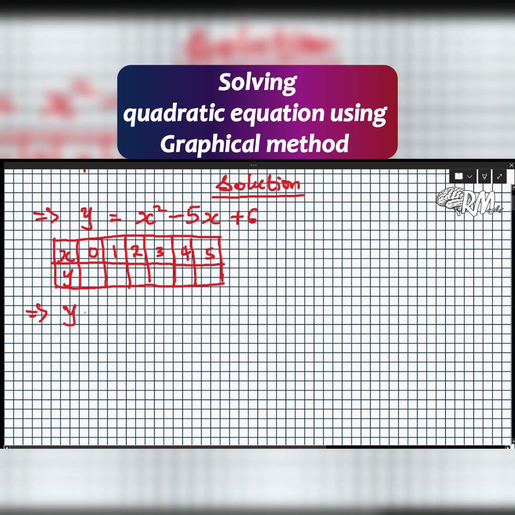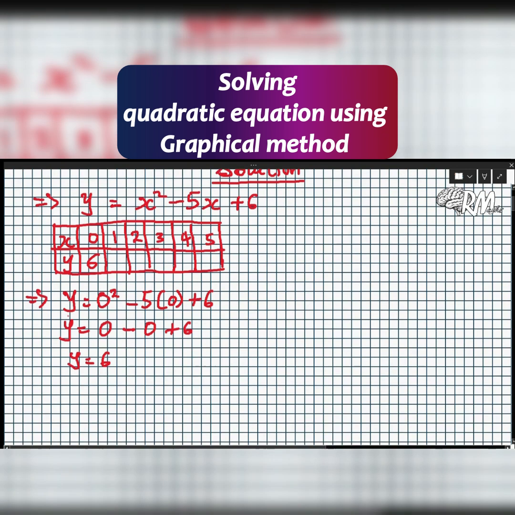We have y equals, when x is 0, 0 squared minus 5 times 0 plus 6. Then y gives us 0 squared is 0, minus 5 times 0 is 0, then plus 6. It means that our y answer is 6. So when x is 0, y is 6. This is how I'm going to fill all the boxes of y. So we go to the second one.